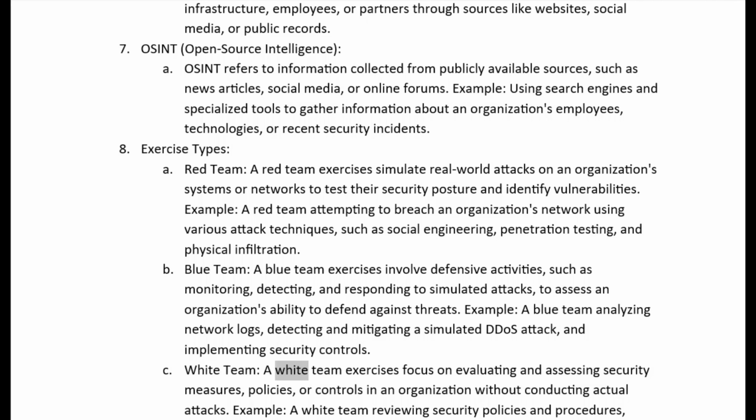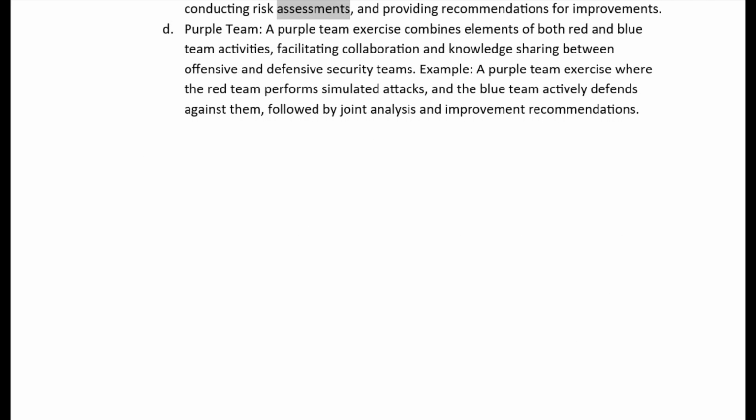White Team. White team exercises focus on evaluating and assessing security measures, policies, or controls in an organization without conducting actual attacks. Example, a white team reviewing security policies and procedures, conducting risk assessments, and providing recommendations for improvements.